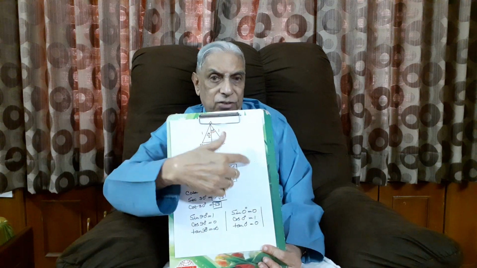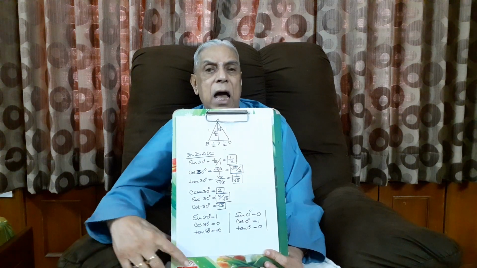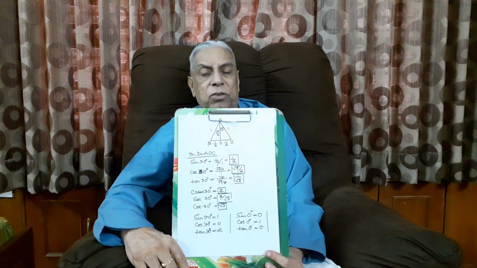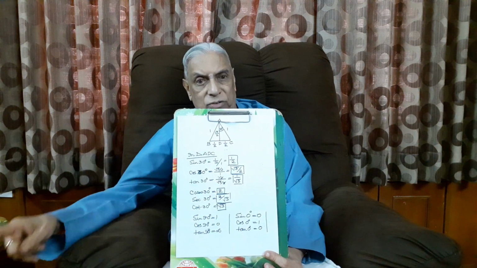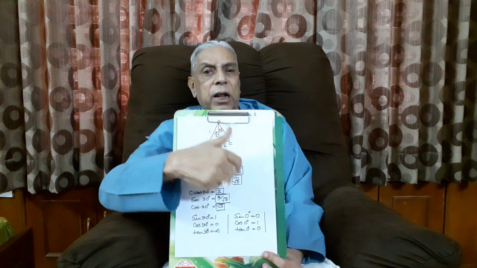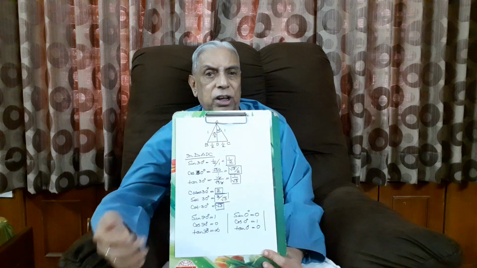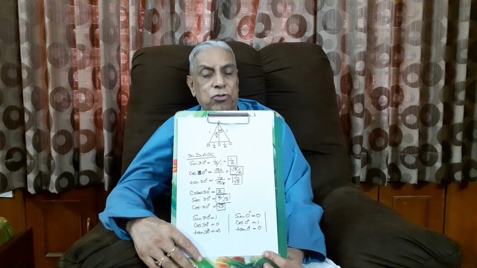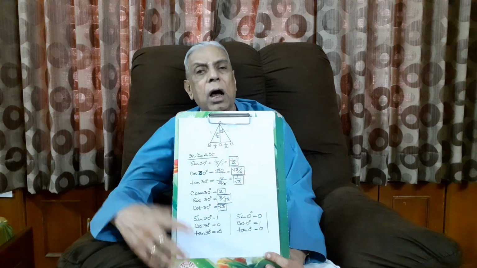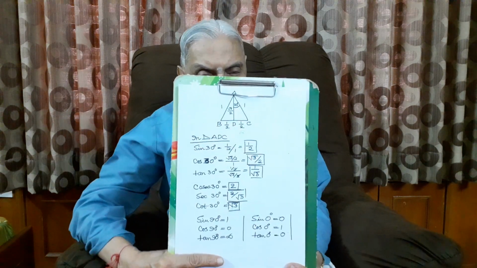ABC is an equilateral triangle. I have drawn AD perpendicular to BC. That perpendicular bisects not only the base but also the vertical angle. Vertical angle is 60, and when bisected, that is 30. I hope you understood. And then I start writing that one.